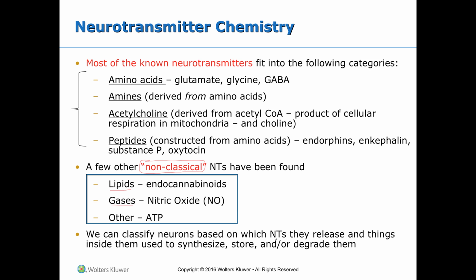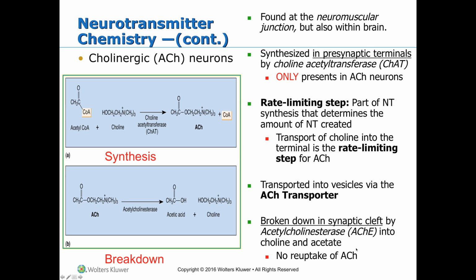So you can classify neurons based on which neurotransmitters they release and what's inside them that are used to actually synthesize these neurotransmitters, what are used to store the neurotransmitters, and what kind of enzymes or chemicals are used to degrade these neurotransmitters. All right.